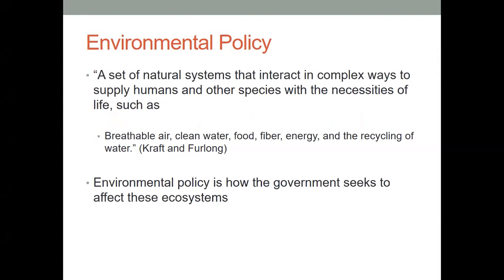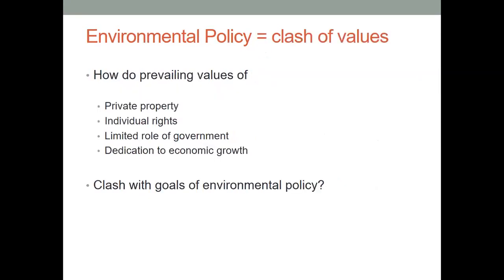So let's define environmental policy from Craft and Furlong. We use their textbook definition. Environment is a set of natural systems that interact in complex ways to supply humans and other species with these necessities of life, such as breathable air, clean water, food, fiber, energy, and the recycling of water. It's a rather broad way of describing that environment is basically everything that keeps us alive, really. And environmental policy then becomes the way in which government seeks to affect this larger ecosystem that we live in and making the world and the planet livable for people.